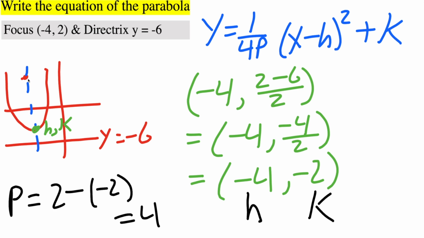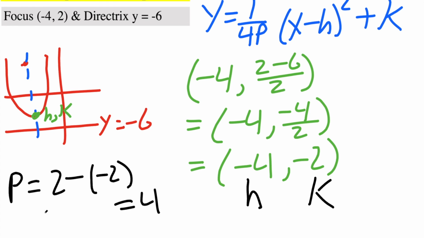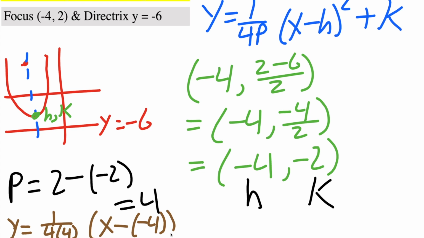Now our last step is to swap. So this was our equation. All we have to do is swap. We know what p is, we know what h is, and we know what k is. I'm going to just squeeze it right here. So y is equal to 1 divided by 4p. p is 4, so 4 times 4, close parentheses, x minus h, and h is negative 4. So I can do a parentheses, negative 4, close parentheses, squared, and plus k, and k is negative 2, so we'll put a negative 2.